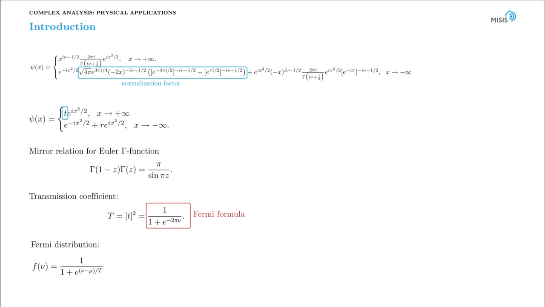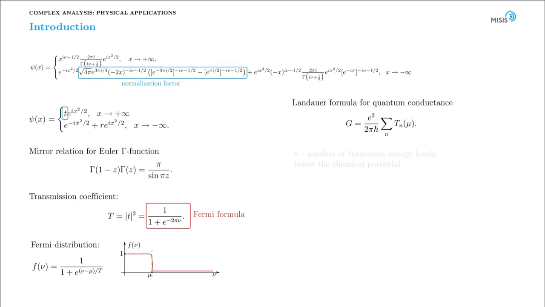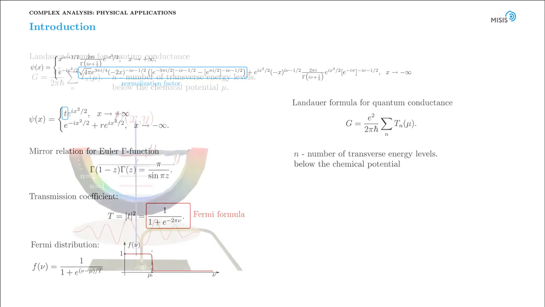You may probably even recall that the Fermi function is basically a smooth step function, interpolating between 0 and 1. Finally, we are ready to get the exact shape of the staircase dependence of the conductance. We use the celebrated Landauer formula for quantum conductance. Here it is, where n is the number of transverse energy levels below the chemical potential of the electron liquid.